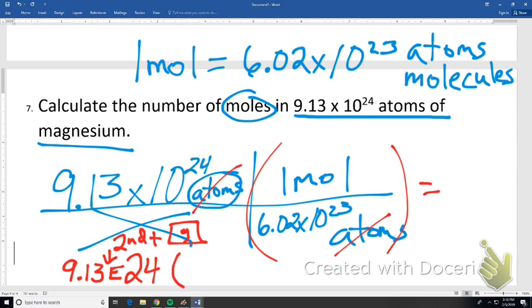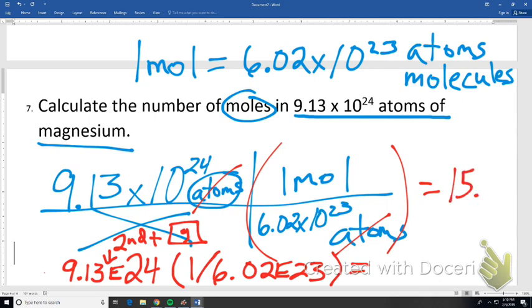Then just like before, I open a parenthesis, top number, which is 1, divided by the bottom number, Avogadro. So 6.02 E23. Close. And now I just press enter. And when I put that all in my calculator, I get the answer of 15.16. So 15.2, what's my unit? The thing that I didn't cross out, moles, and what I circled in my question, because that's what I'm trying to solve for. Ta-da!